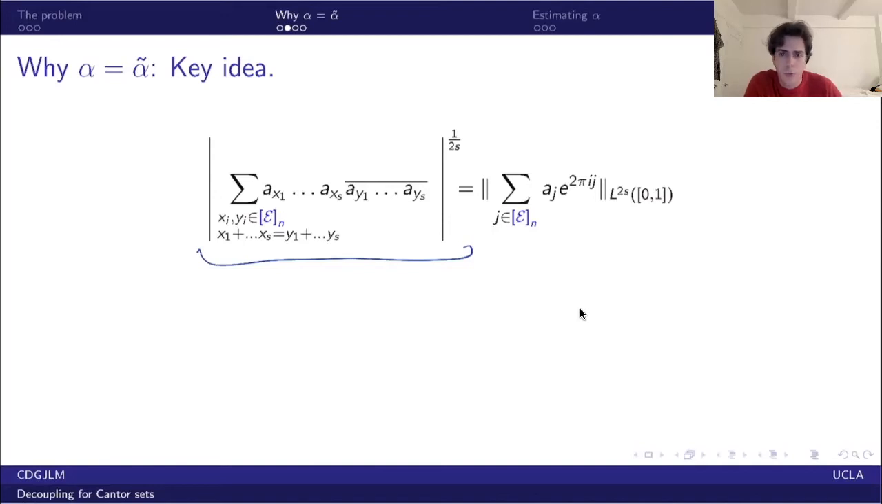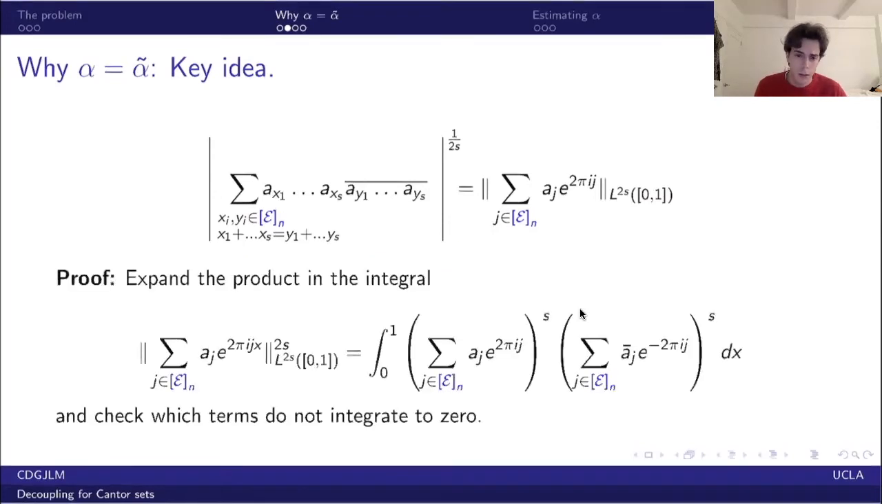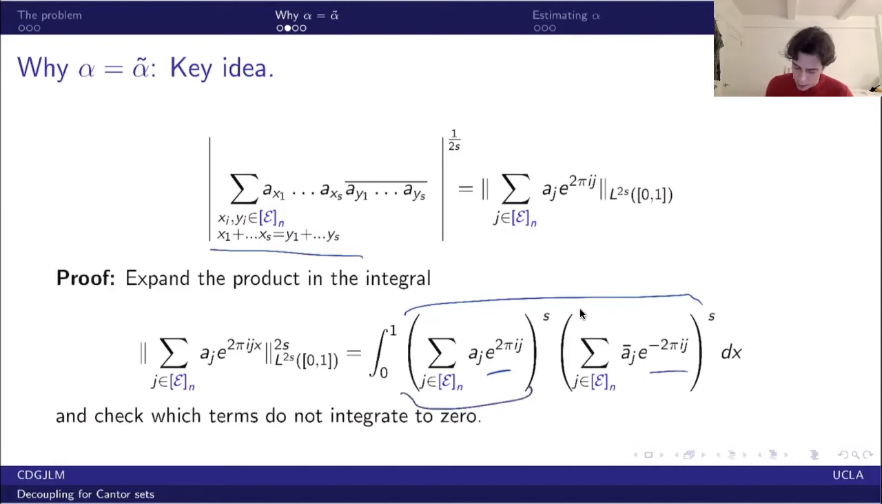Well, you just brute force expand the right-hand side as an integral, and then just wonder, when you brute force expand this sum, what should happen for each of the individual monomials not to integrate to zero? Well, what should happen is that the phases cancel out exactly. And the phases cancel out exactly when the sum of the xi's, which would come from here, is equal to the sum of the yi's that would come from here. Now, this is a known result, and we'll have to do something a bit finer than this in our case.